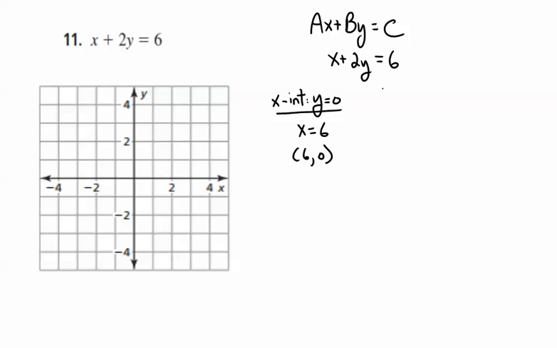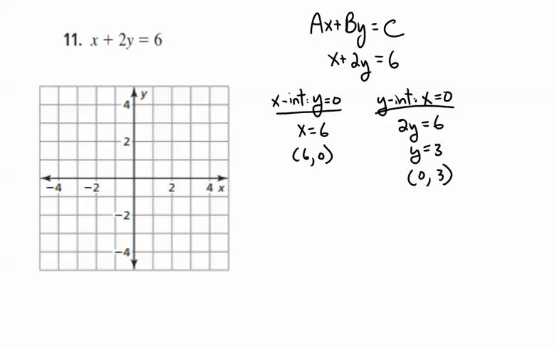And second, the y-intercept would be the place where x is 0. And when x is 0 in the equation above, we'd have 2y is equal to 6, y is equal to 3 then, and we'd have the point x is 0 and y is equal to 3.